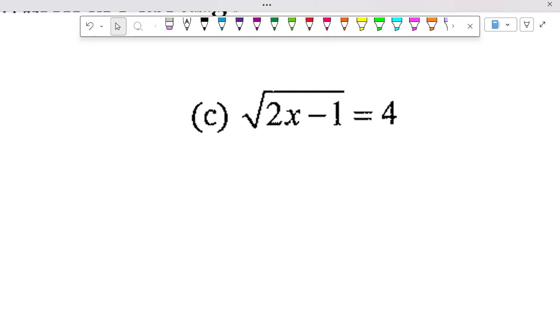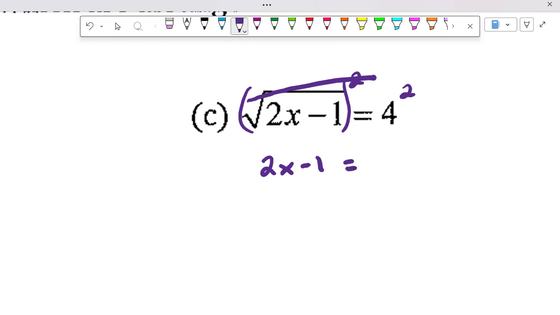What's my first step? Square both sides. So I'm going to square this radical, and I'm going to square this 4. The square cancels out the square root, so I'm left with 2x minus 1. What's 4 squared? 16. Now from there, this is why I let you do it on your own. It's just a two-step equation.